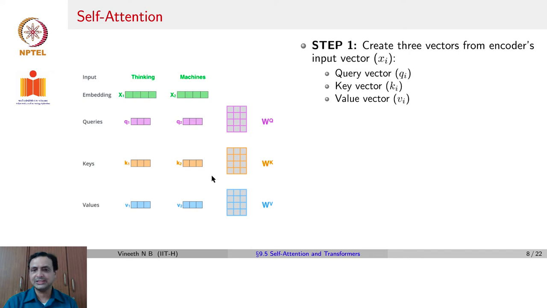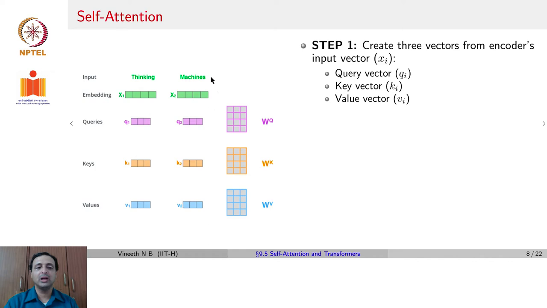So the first step is, given an input vector, which is an embedding. Let's say you have a phrase, "thinking machines." You consider the first element of that sequence, thinking. You would get a word embedding. Once again, assume that this is done using some text processing techniques to go from thinking to an embedding. An embedding is a vector representation of the word thinking. Similarly, X2 here is the vector representation of the word machines.